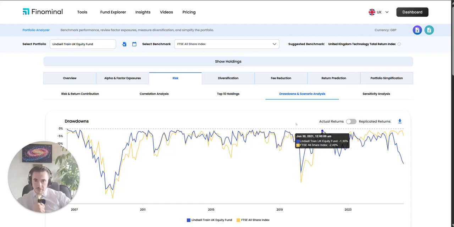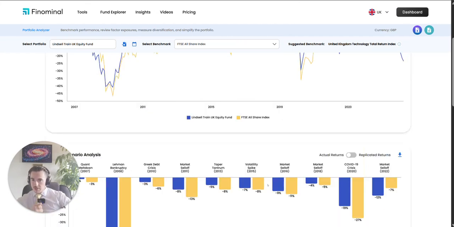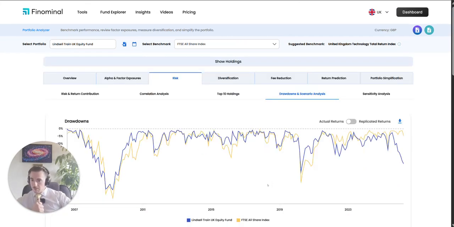We can also see the scenario analysis, exactly Lehman bankruptcy, Greek debt crisis, market sell-off. So interesting to note for this particular one.